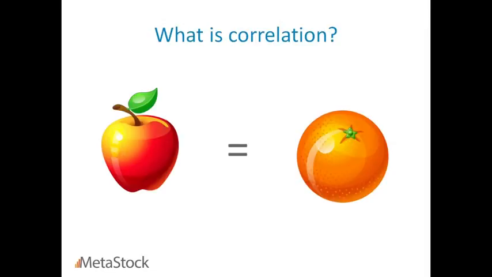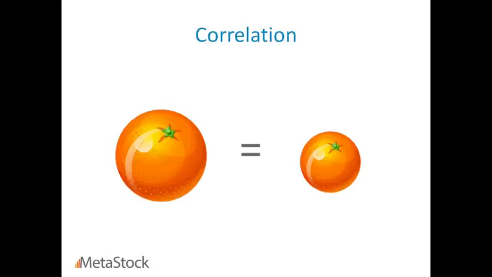The concept of correlation is really to see if things are equal to each other, very similar to each other, or polar opposites of each other. So in this example on the PowerPoint, we're looking at a really basic example. Is an apple equal to an orange? Well, the answer is no. It's an opposite, right? So what if we were to look at an orange versus a smaller orange? Well, yeah, they're basically the same thing. They're just different sizes, right?